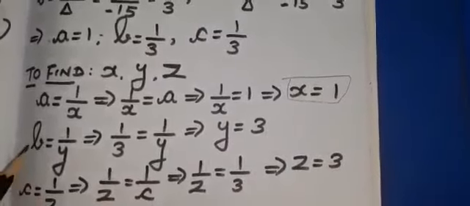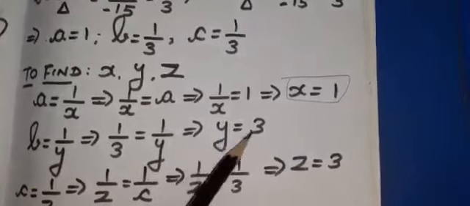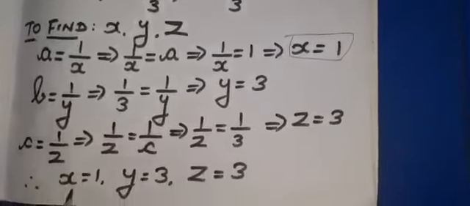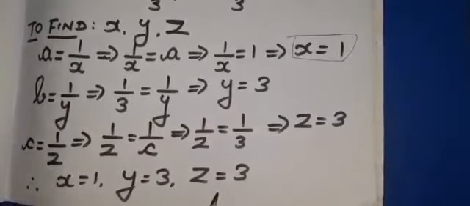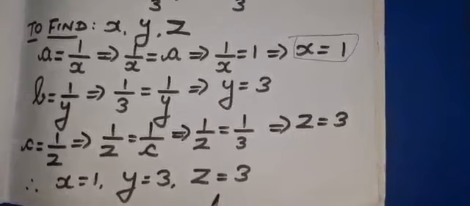Similarly, come for B. B equal to 1 by Y. Do the calculation. You will get the answer for Y as 3. Similarly for Z. And what is the final answer I am getting here? X is equal to 1, Y equal to 3 and Z equal to 3. And this is the solution set for the given equation, students. And this is done by Cramer's rule.